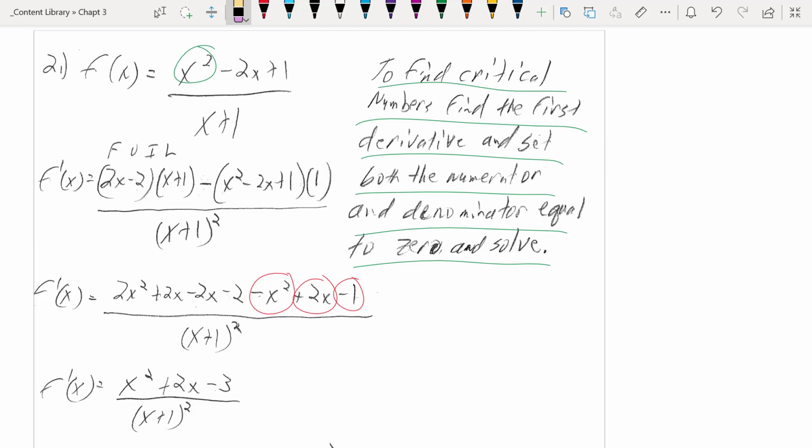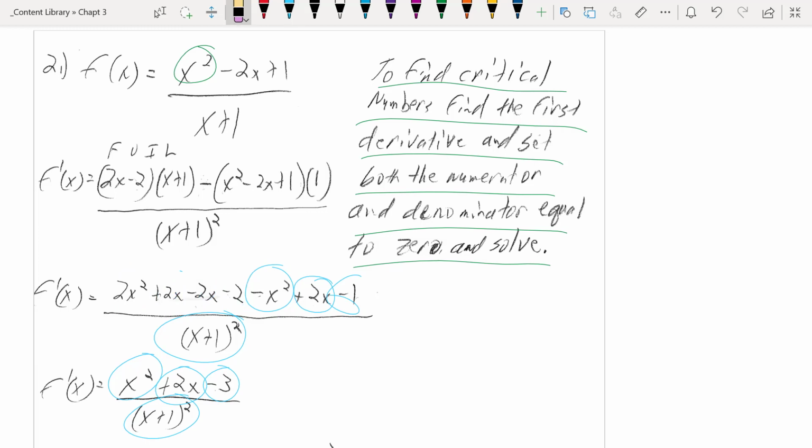I'm going to go ahead and combine like terms. So here's a 2x squared. Here's a negative x squared. So that's just going to give me an x squared. A 2x and a 2x, well, those cancel. But I still have another positive 2x right here. And I got a negative 2 and a negative 1, which is going to be negative 3. And that's still all of the denominator being squared.